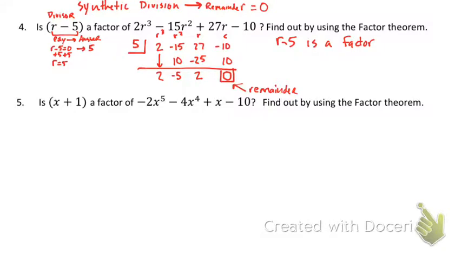Okay, so we'll skip 5 for now. We're going to do that same process for 5, but keep in mind when you do 5, look at the powers. You have power 5, 4, we're missing 3, missing 2, we have 1, and constant. So you have to add in zeros when we do this stuff, okay?